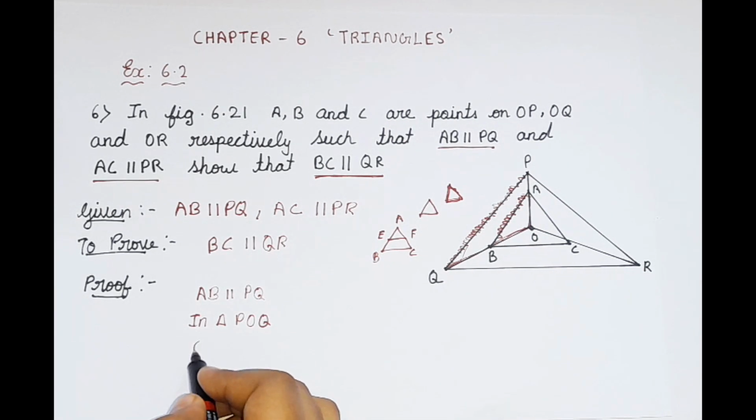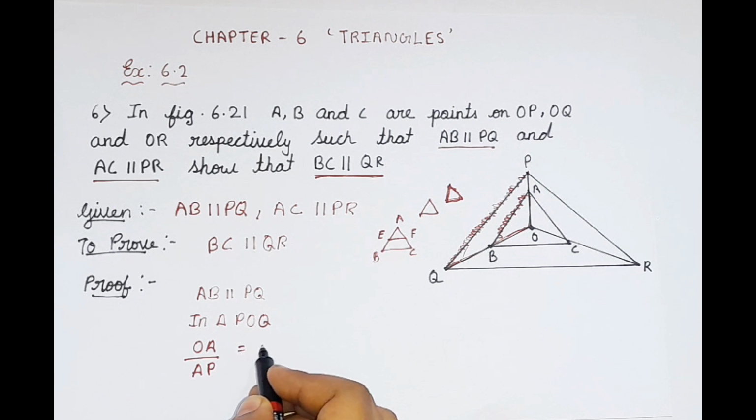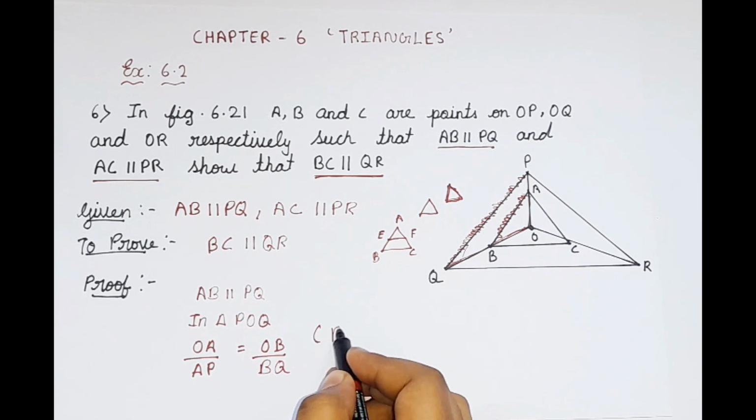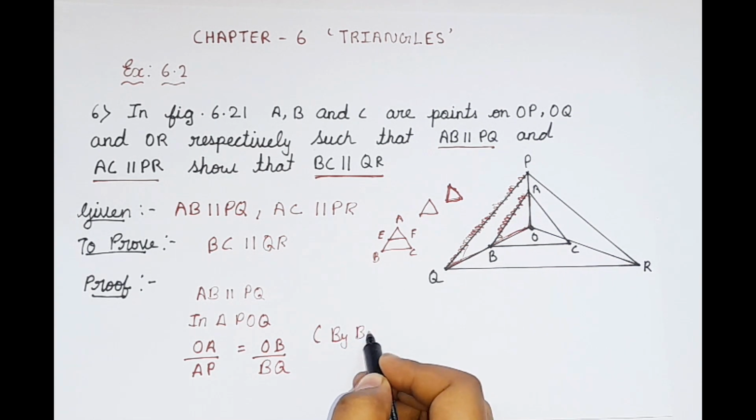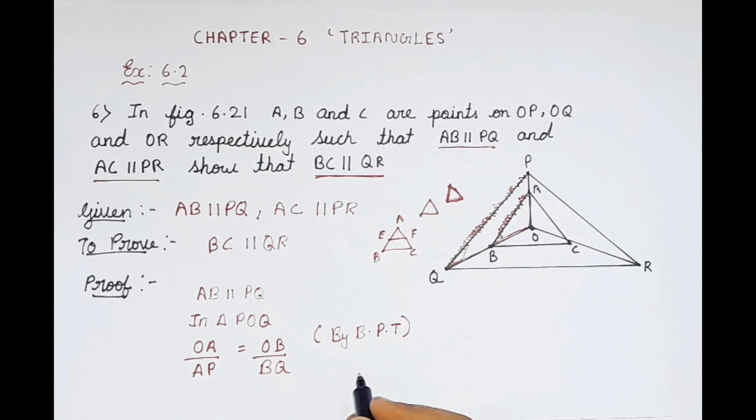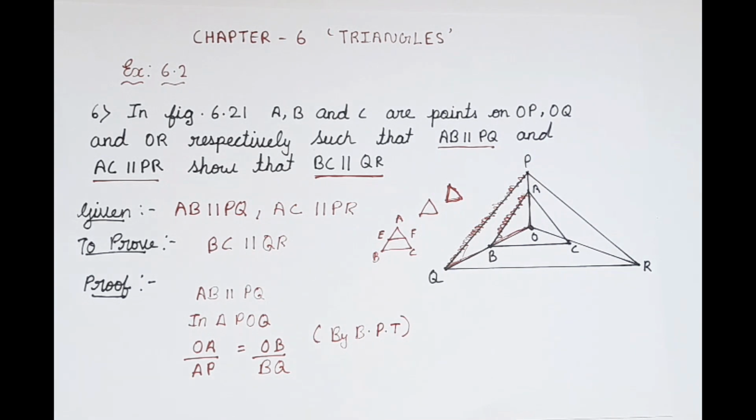Okay, so OA by AP is equal to OB by BQ. So by using basic proportionality theorem, by BPT. Okay, so now we got a value, am I right? So this value I am going to be taking as equation number 1.